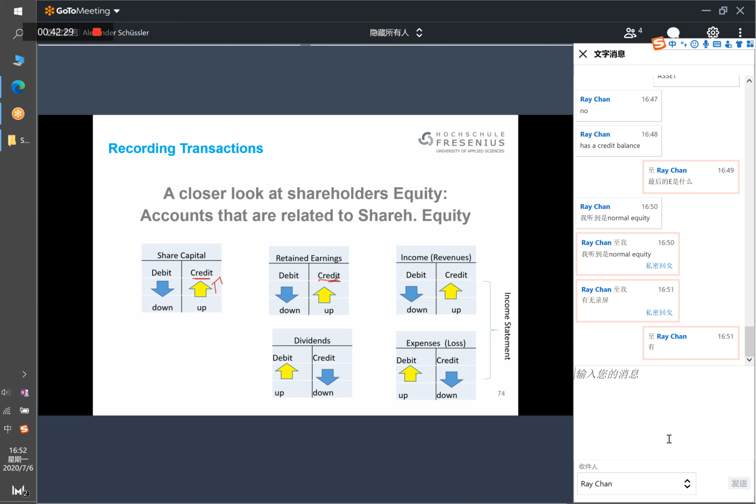Retained earnings, credit balance. Income accounts or revenue accounts, credit balance. You credit them normally, they have a positive sign, which means they have a credit balance. With dividends, it's the other way around. Why? Dividends is a contra account. It reduces our equity. That's why it has a debit balance. Debit goes up. Expenses are also not a normal equity account, so they have a debit balance.